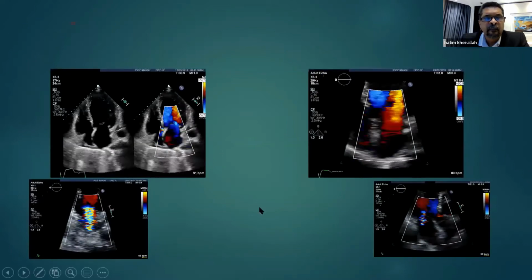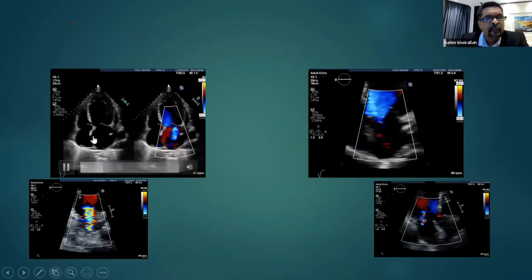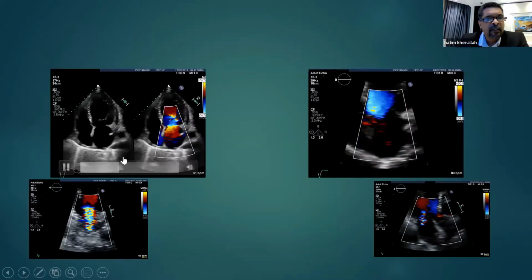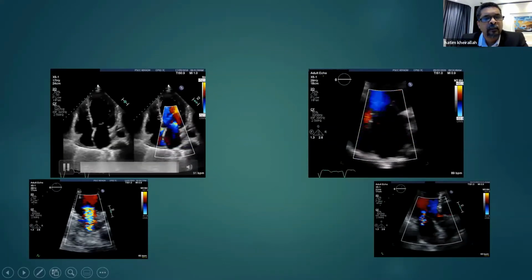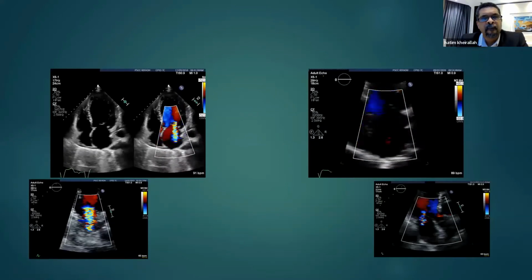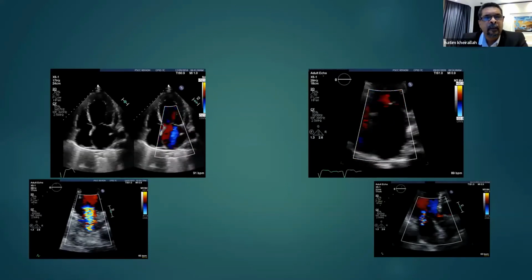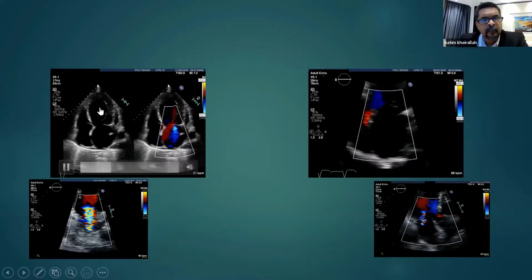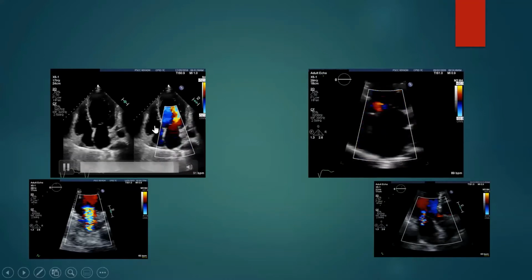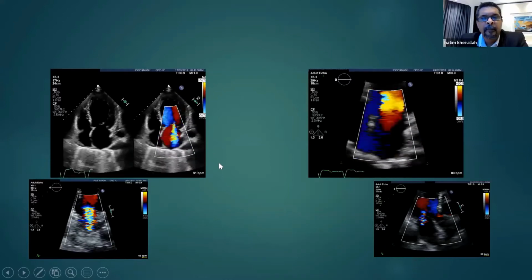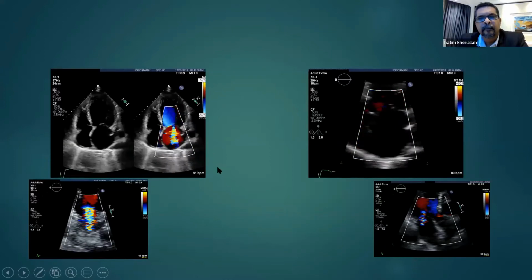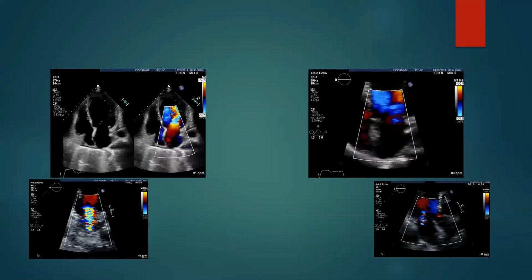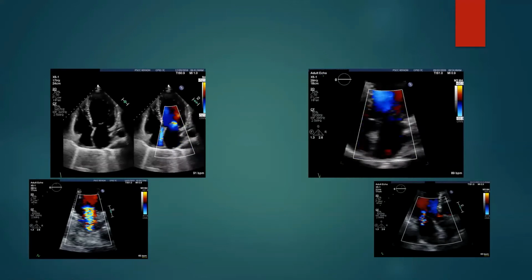Okay, so if anybody can take this one to describe what she sees in this echo. This one here. Hello, Dr. Hatem. Yes, go ahead. Okay. This view is the apical four chamber view, with and without color. Good.